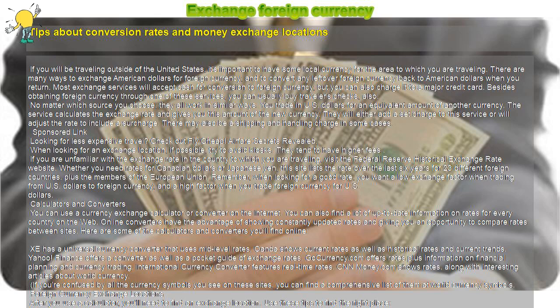Banks. Most banks offer at least a few types of foreign currencies for exchange. The advantage of using a bank is that they are conveniently close to home. You can also exchange your currency the same day, so if you've waited until the last minute, it's not a problem.